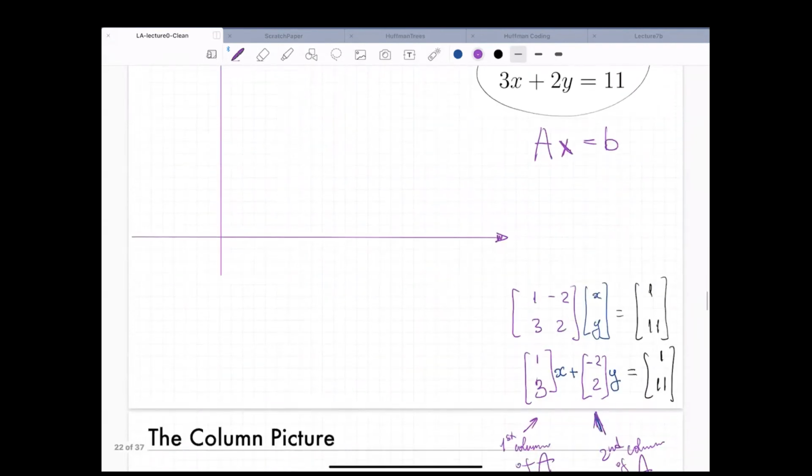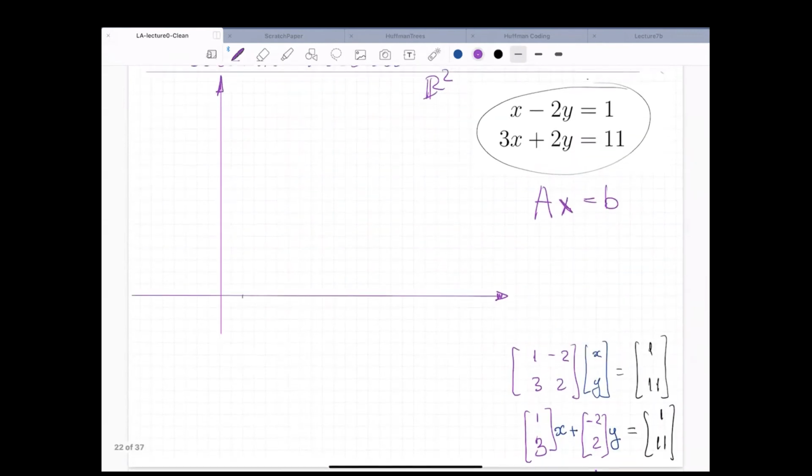Let me just simply plot these columns, 1, 3. So where is 1, 3? This is my scale. 1, 3 is going to be here. This is going to be my column 1 of A. What is minus 2, 2? It's right here. That's going to be my column 2. That's the second vector.